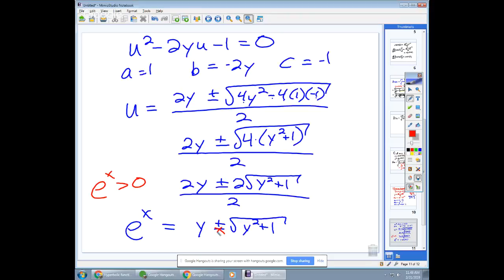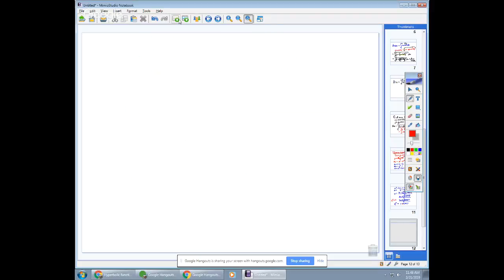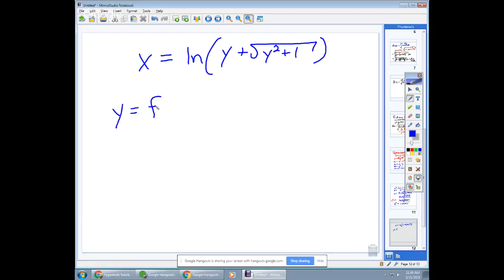How do we get x out of the power? ln, yeah. So it turns out, finally, that x is equal to the natural log of y plus the square root of y squared plus 1. And remember, finding an inverse function means to solve for x and then switch them. So now I get y, which is the inverse function, is the natural log of x plus the square root of x squared plus 1.